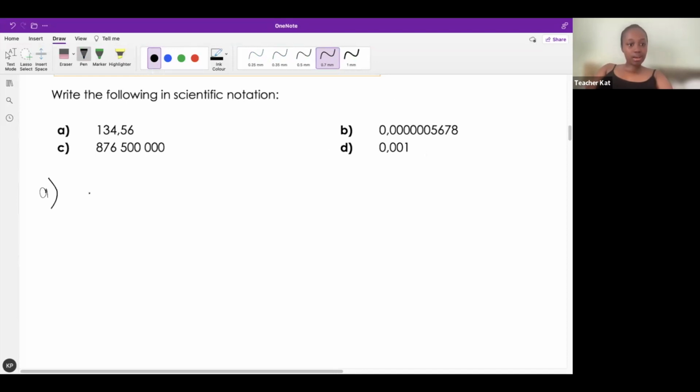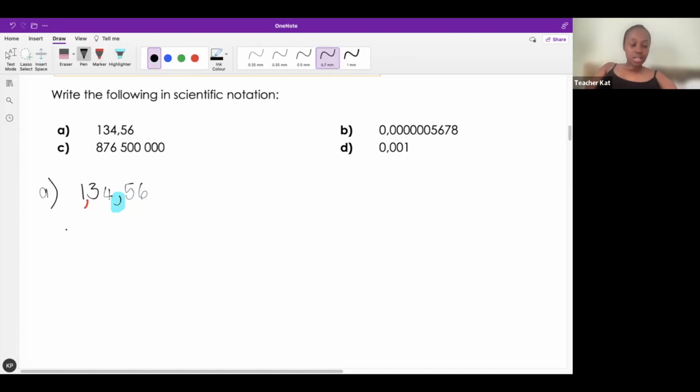For A, we have 134,56. Okay, we have a number. Now, here is my comma over here. I need to show you guys where the comma is. It's over there. Firstly, we have to place my comma. Which number is the comma after? Is it after 1 or after 3? Where is the comma supposed to be? Nice, Buhlali and Tebogo. Yes, we're getting it, guys. It's after the 1, so we want it to be over here.